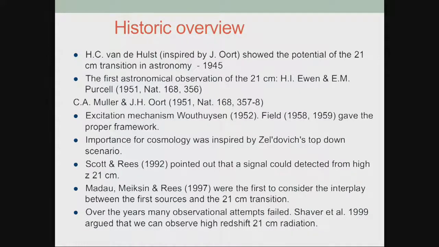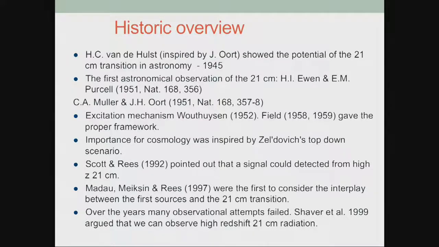And he showed that it is very, very interesting for astronomy. So this was written in 1945, and it was published in a local magazine in the Netherlands. Nobody's seen it. But somehow word got out that the Dutch have kind of predicted this.